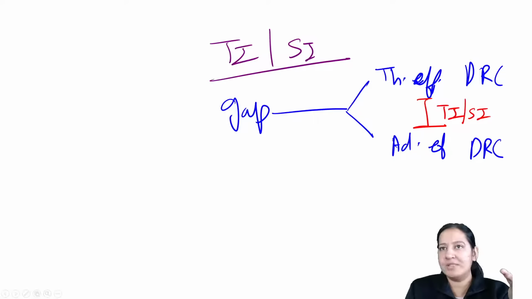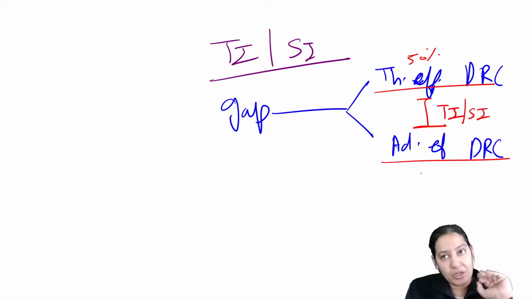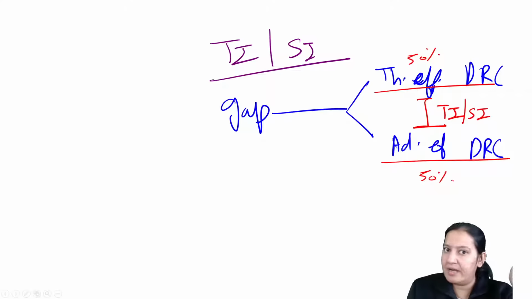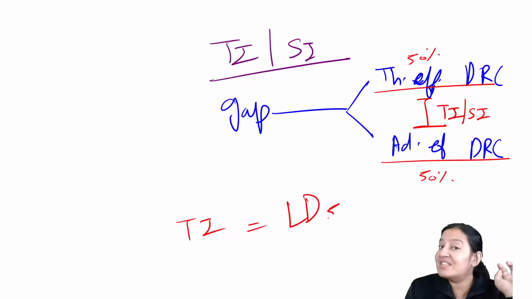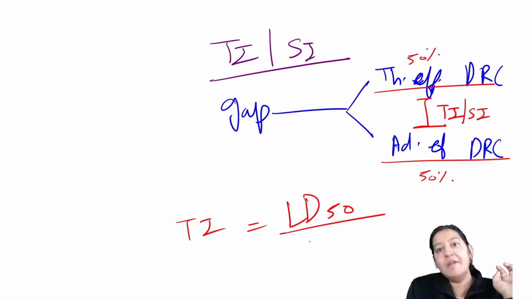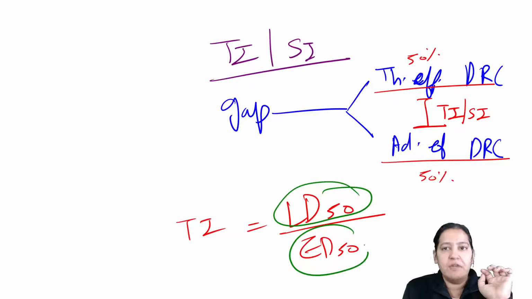What is the formula? In the therapeutic effect DRC, take the dose at which 50% of the patients are treated, and in the adverse effect DRC, take the dose at which 50% of the patients are killed. The ratio of those doses is the therapeutic index. So the formula is LD50 as the numerator, please learn, and ED50 as the denominator. What is LD50 and ED50? Lethal dose 50 and effective dose 50.